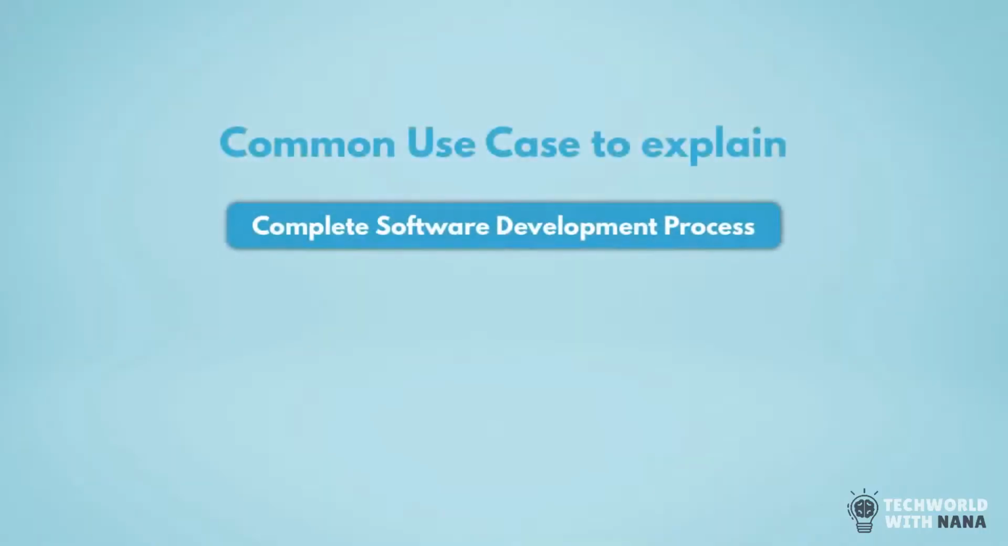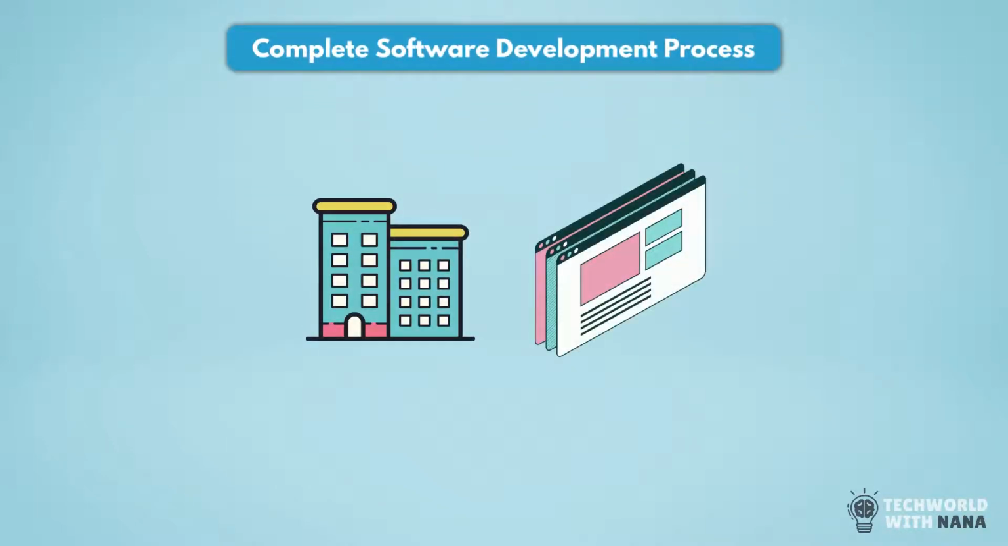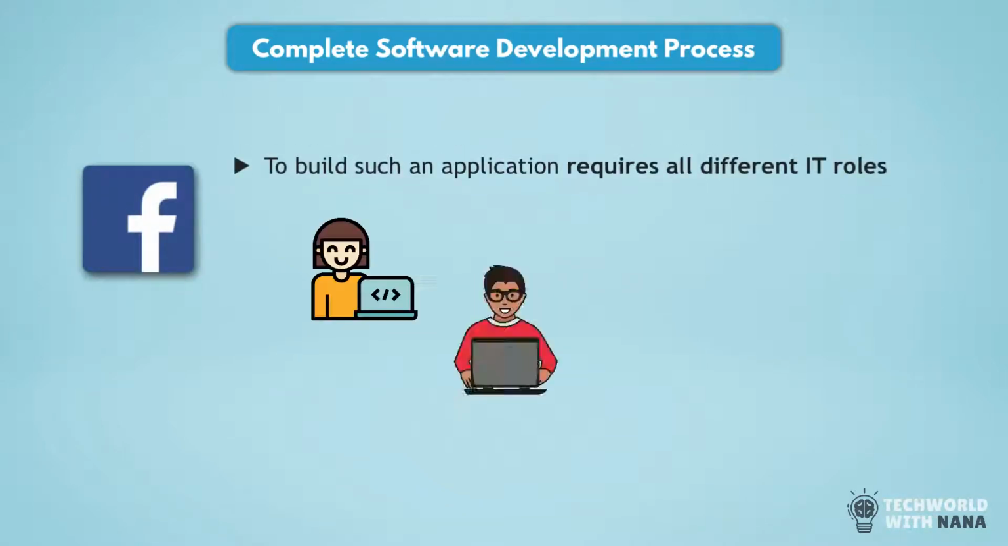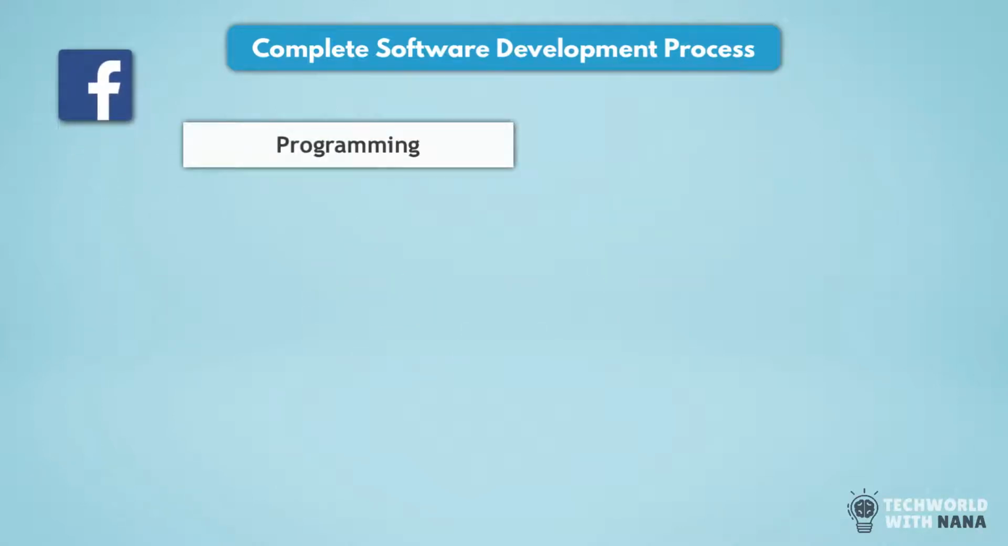This is the most common use case where we need all these different roles. For example, an application that is developed by a big company. In this case, let's take an example of Facebook. It is a pretty complex application and it will probably require all of those different IT roles and responsibilities in order to make the whole Facebook development process possible. So first, let's start with the programming.